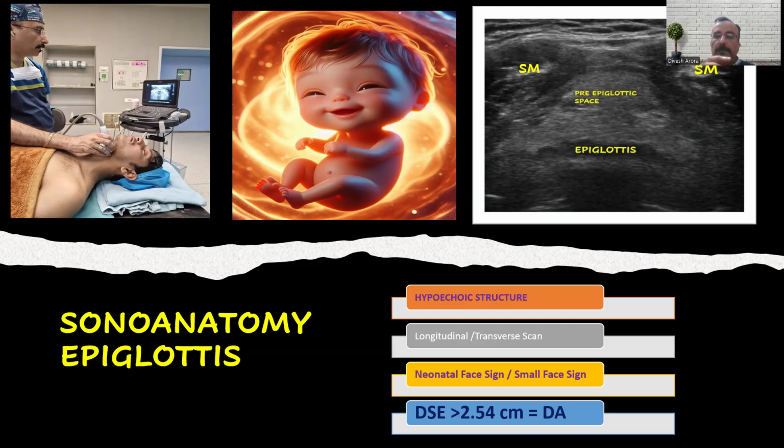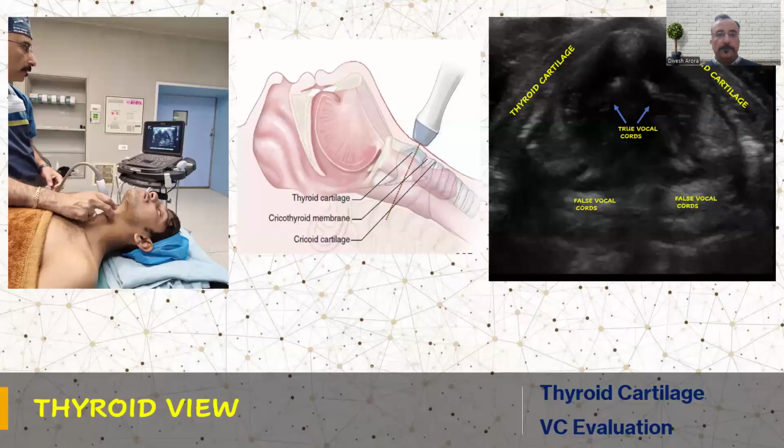This is a very characteristic appearance, and no one can miss it if you move slowly, either caudal cranial or cranial caudal. A very important distance which has been used to identify difficult airway is the distance from skin to epiglottis. If it's more than 2.5 centimeters, it is an indicator of difficult airway.